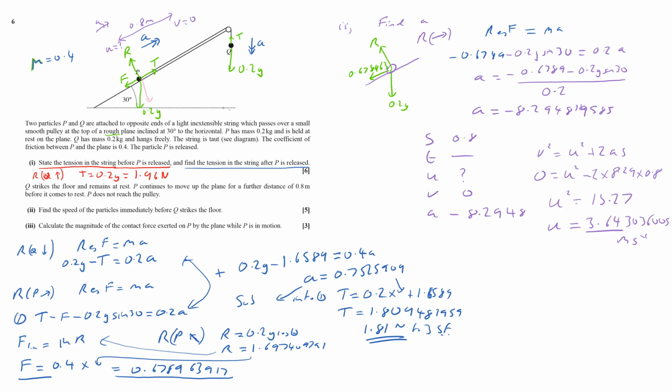And the final bit is also a bit tricky. I'll do it in red, I think. Calculate the magnitude of the contact force. Well, the contact force is the two forces acting upon it: the friction and the normal contact force. So it's the combination of F and R. We worked out R somewhere, which is that, and we worked out F is this.